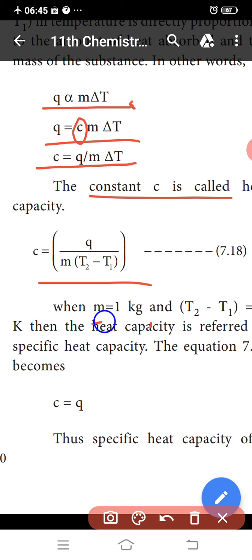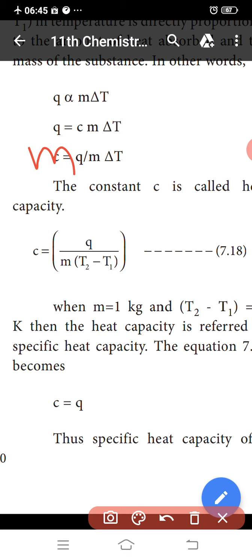So when M is equal to 1 kilogram and T2 minus T1 is equal to 1 K, then the heat capacity is referred to as the specific heat capacity. This is the equation, with the M value substituted as 1 and the temperature difference as 1.